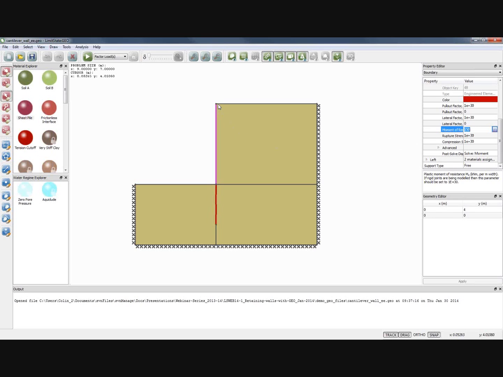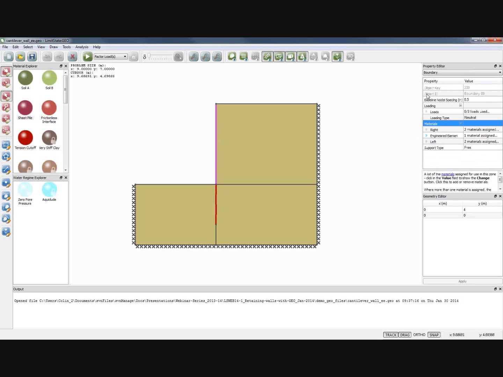So that's essentially what it's doing, but at the moment we've got a moderately high moment of resistance there, and it's just going to model a rigid wall all the way down with different properties on the sides of the wall. And if we look at what's on the right-hand side of the wall, we've got a frictionless interface. So that means we're modeling a perfectly smooth wall, and we've got tension cut-off in case we had a tension crack. We are modeling sand here, so we aren't going to get any tension cracks, but if we'd been modeling clay, the software would be able to pick that up.